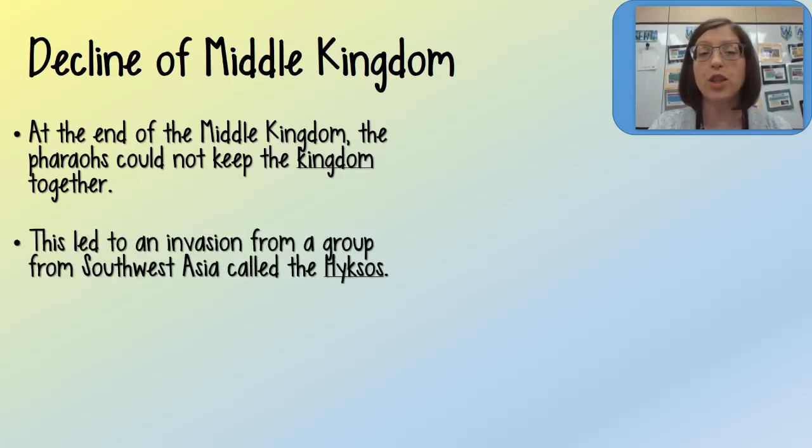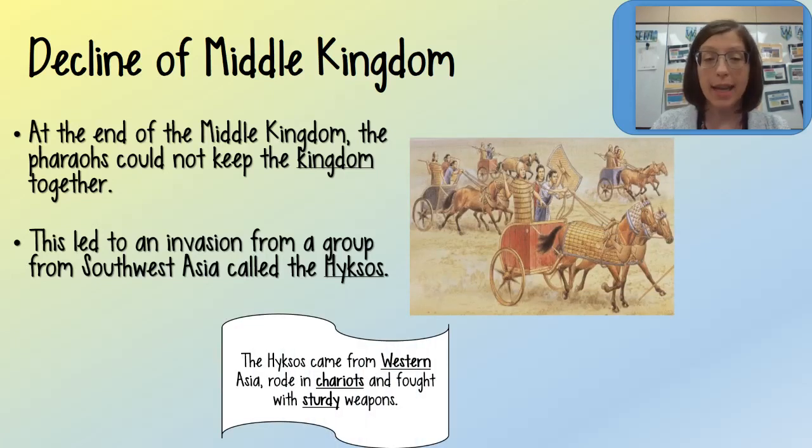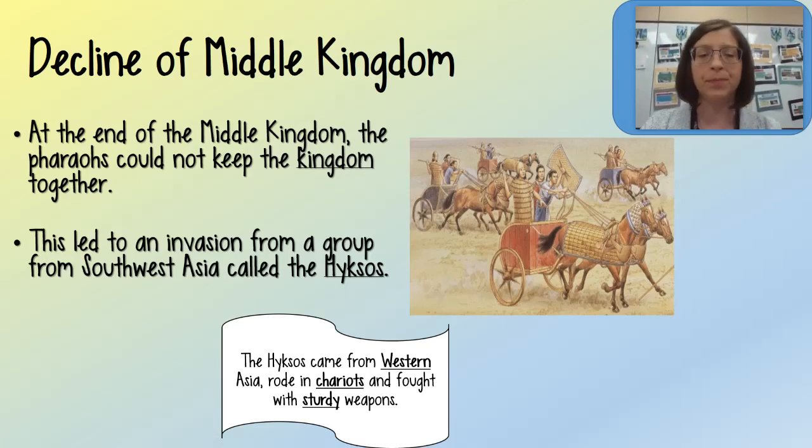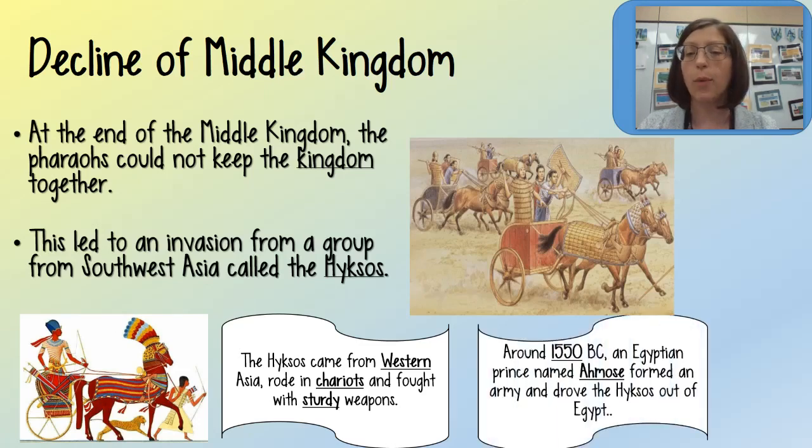This led to an invasion from a group from Southwest Asia called the Hyksos. Okay. So, the Hyksos came from Western Asia, rode in chariots. Remember, Sargon and his chariots, they roll. And fought with sturdy weapons. Around 1550 BC, an Egyptian prince named Ahmose formed an army and drove the Hyksos out of Egypt.